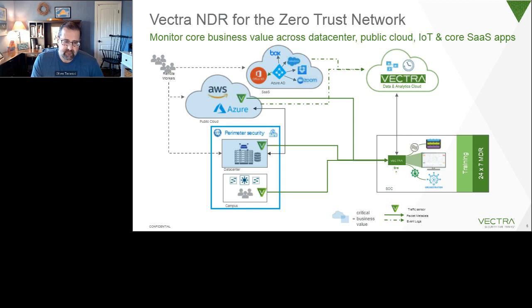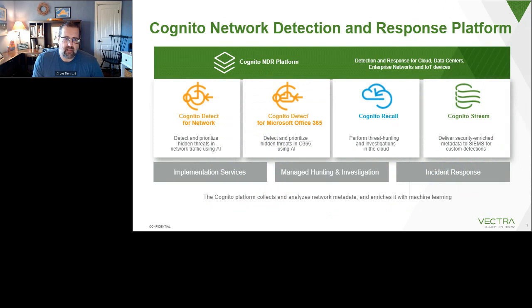So if you look at the overall Vectra platform, there are really multiple elements to it from a use case perspective. Yes, we can protect and detect attacks in your traditional network. We can detect them in places like Azure AD and Office 365.